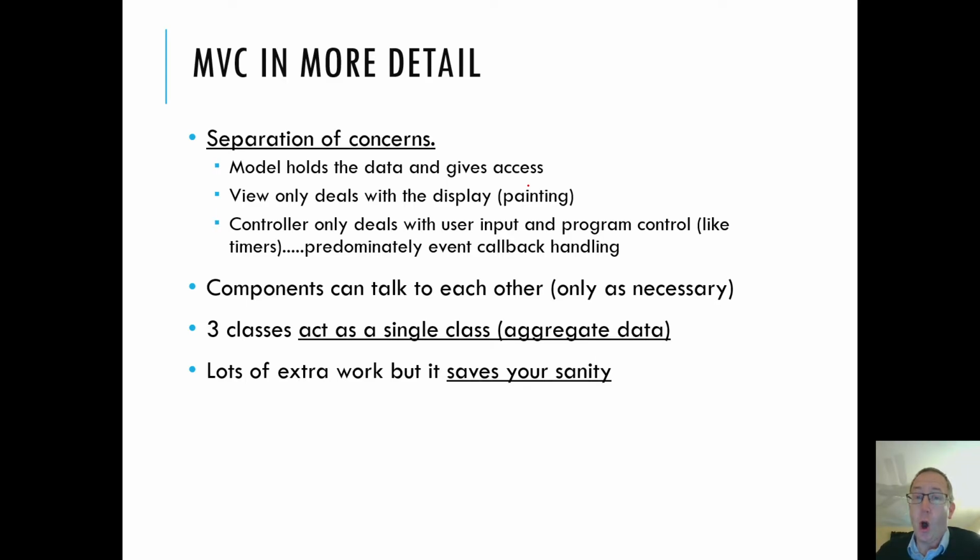The view only paints. It only draws stuff. It should not manipulate or change anything. The controller, on the other hand, deals with user input, and it's pretty much only callback events. Every time I get a callback event, it's some kind of controller thing. The components talk to each other, but they change depending on how you want to design it, and only as necessary. They're not constantly chatting. They're just, when the view needs something about the model, it gets it.